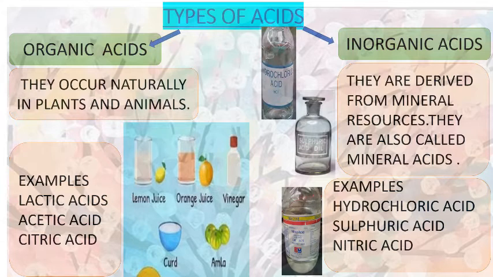Inorganic acids. Inorganic acids are also called mineral acids. These acids are prepared from minerals found in our earth's crust. Sulfuric acid, hydrochloric acid, and nitric acid are all mineral acids. These acids are commonly used in chemical laboratories. Such acids contain at least one hydrogen atom but no carbon atom.